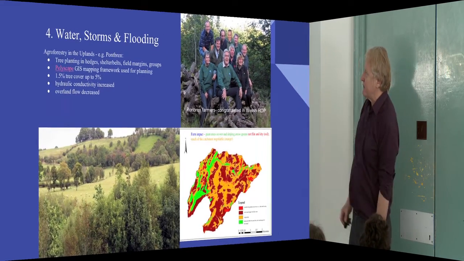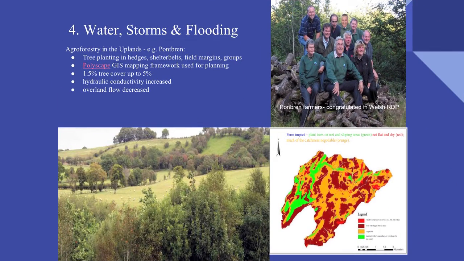So here you have the famous Pontbren farmers from Wales who are actually lauded. They're mentioned in the Welsh Rural Development Programme as an example of how farmers should get together and plan how to establish trees. And they've been working together with Bangor University and the Centre for Ecology and Hydrology in Bangor to come up with landscape models of topography and of soils, and design together with the farmers the best place for those farmers to establish the trees. And it's a very good example of how participative research, if you like, can be done.